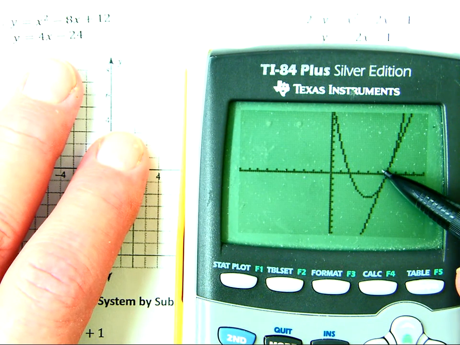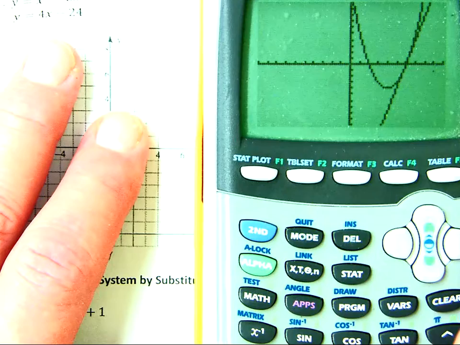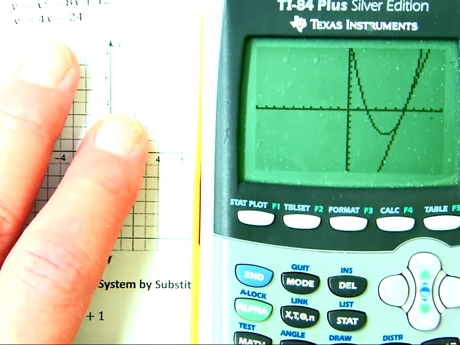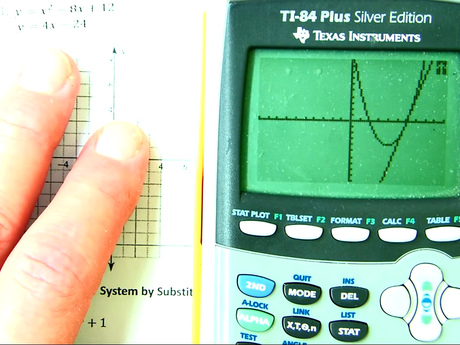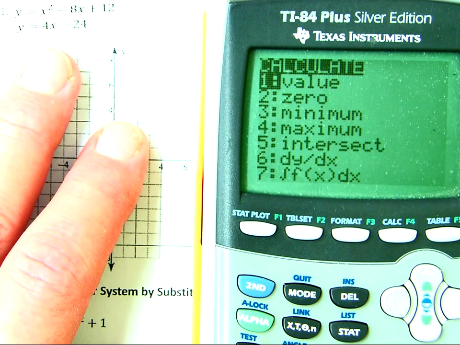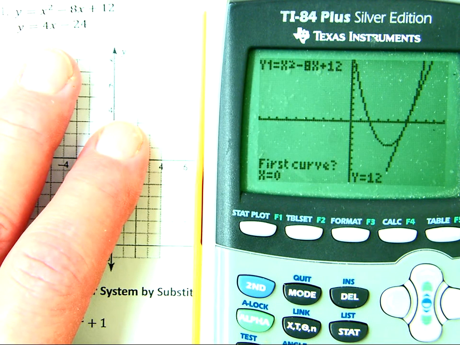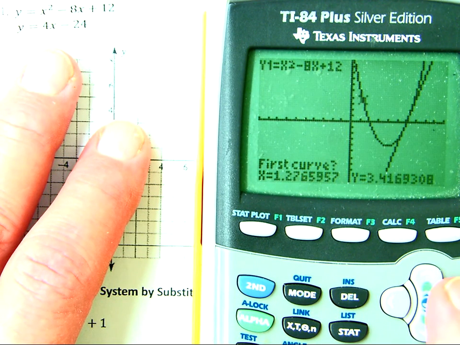So if we want to find that point, we're going to do second calc intersect. So on your calculator, you hit the second button. And then up at the top, where it says calc, there's your menu. Well, we want to know where those two intersect. So I'm going to hit number 5 for intersect. It's going to ask me 3 questions. First curve, well, we only have 2. You can't see my cursor right now, but see, it's on the parabola right now. So first curve, I hit enter.